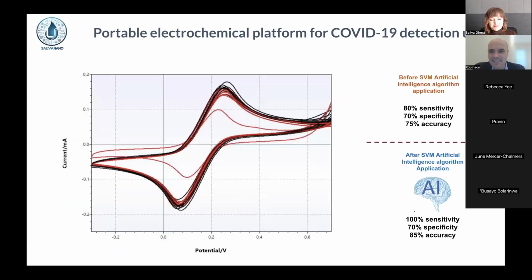Okay, and we can see here that in the black line we have the data from the controls, and in the red line we have the data from the COVID-19 patients, and in this case we detected with 70% of accuracy. But when we inserted our artificial intelligence algorithms, we were able to detect 85% of accuracy.